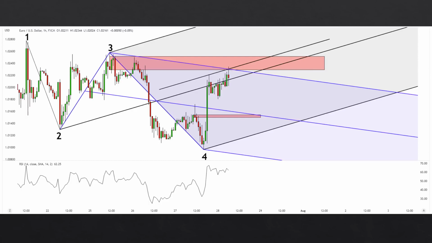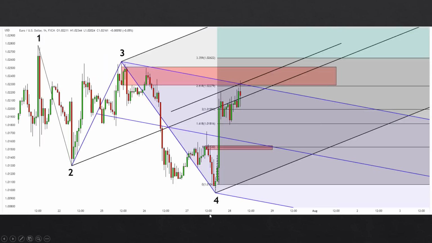Like the previous example, we can plot a Fibonacci expansion tool on waves 1 and 2, and once again, we'll see that the current area of interest falls in the 261.8% level. At this point, it becomes clear that this is a market edge. There are too many things happening at the same time and place for this to be just a coincidence.